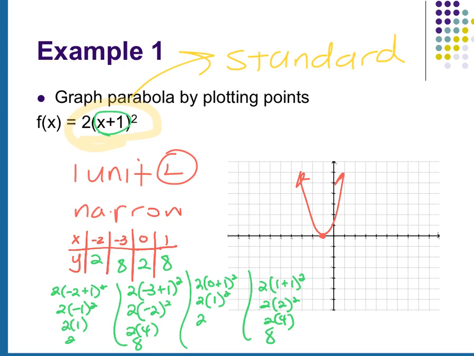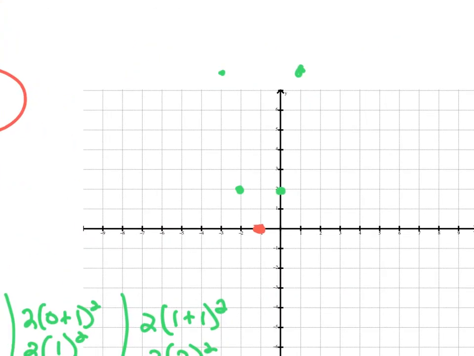So I go from my approximation to my precise graph by doing (-2, 2), (0, 2), (-3, 8), and (1, 8). So what do you see about the points to the right and the left of this graph?